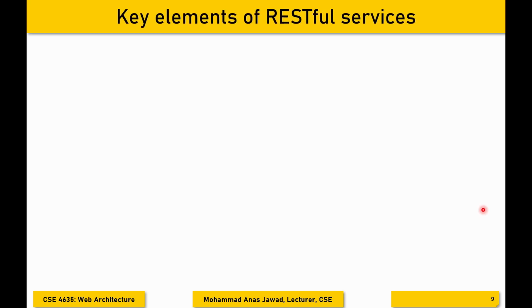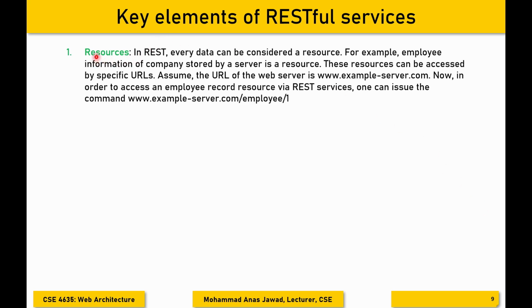Now let's take a look at some of the key elements which actually define RESTful web services. So the first element is resources. As I have mentioned earlier, in REST, every data can be considered a resource. For example, an employee information of a company that is stored by a server can be considered as a resource. These resources can be accessed by specific URLs.